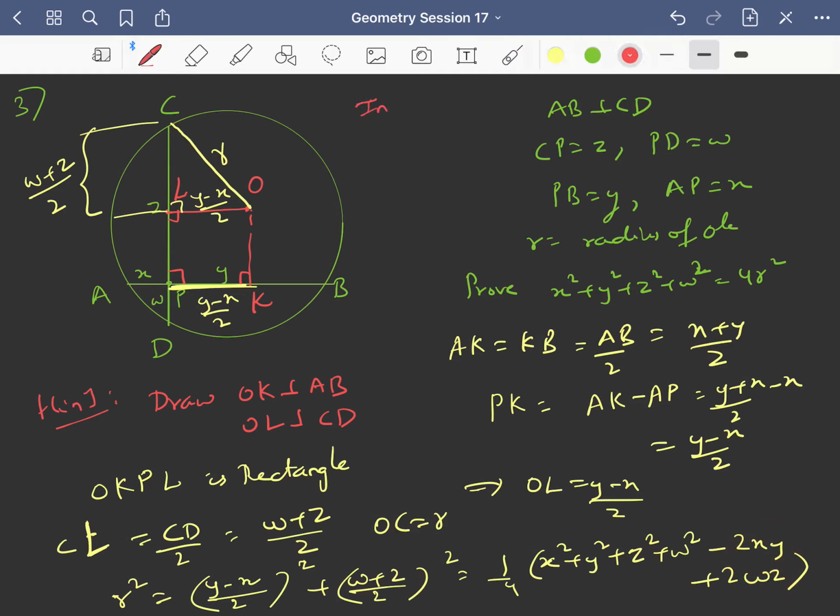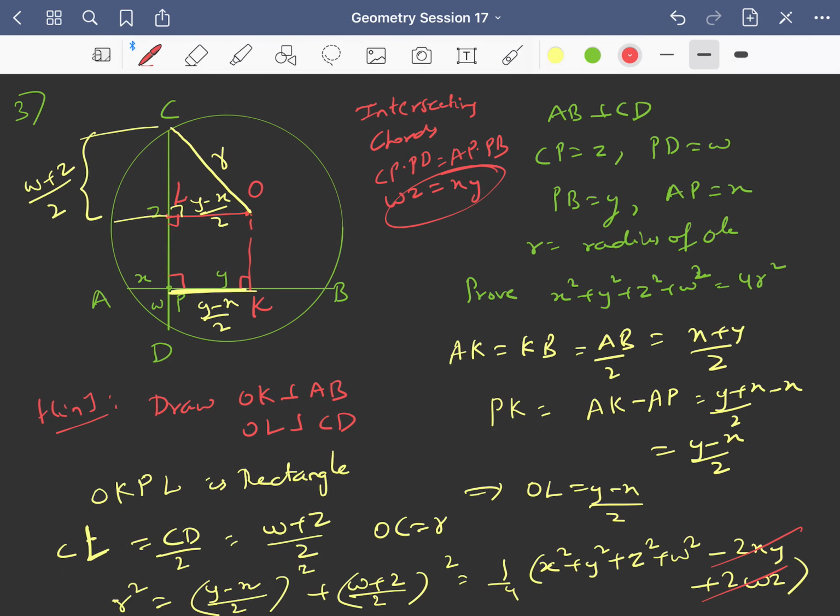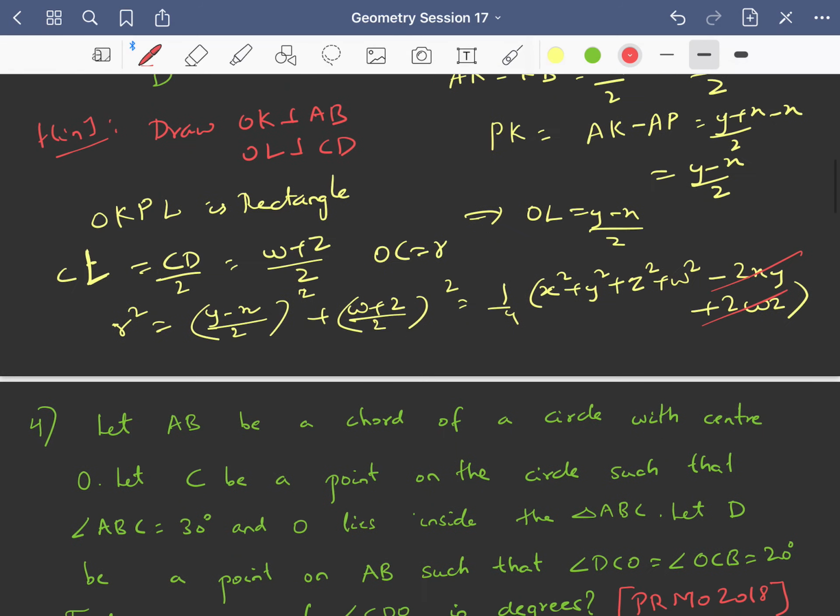Fine. So by the intersecting chords theorem, since these chords CD and AB intersect in a circle at P, CP into PD is equal to AP into PB, right? So then WZ is nothing but XY. So these two get cancelled and you have your result. That is, X square plus Y square plus Z square plus W square is equal to 4 times R square. So copy the solution and then come back to the next problem.